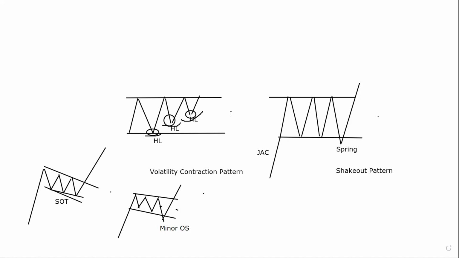So these are four patterns: volatility contraction pattern, shakeout pattern, and we call this one the flag pattern. Now, if you see, this is a flag, a kind of flag. Can you see? Am I right? Like if you see the shape of the flag, that's why we call it a flag pattern. And the price will move up. And then here we can either observe an SOT pattern or a minor oversold pattern in the flag pattern. So you will see these three kinds of redistribution pattern.